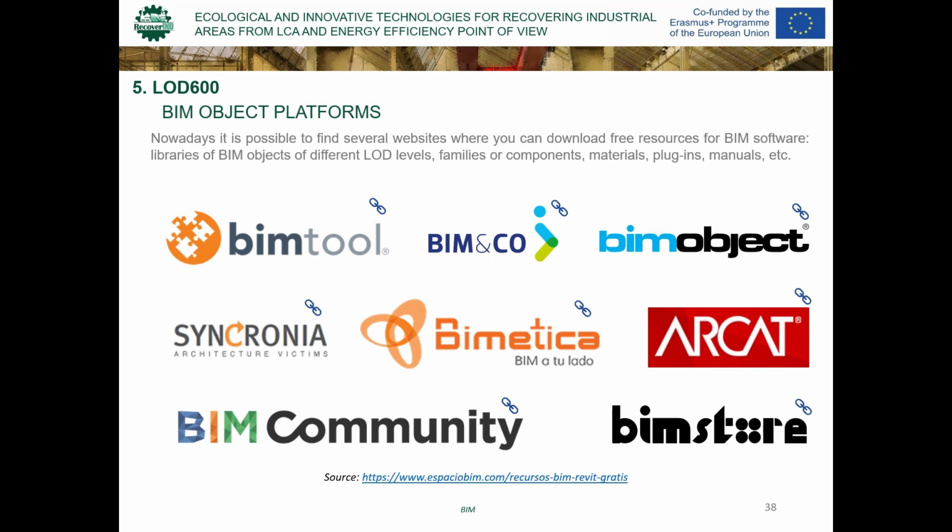BIM object platforms. Nowadays it is possible to find several websites where you can download free resources for BIM software, libraries of BIM objects of different load levels, families or components, materials, plugins, manuals, etc. Remember that BIM objects are geometric models made with parametric software in a way that allows their attributes to be modified. When we talk about BIM objects, we always refer to open formats. When we talk about families, we refer to BIM objects that we create with a specific tool, Autodesk Revit.